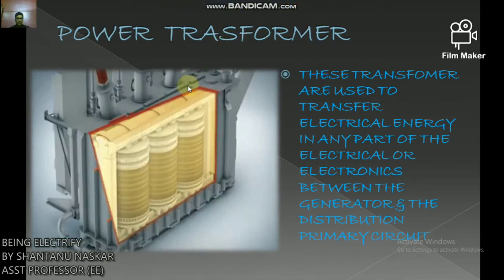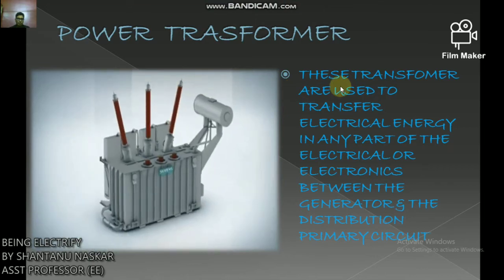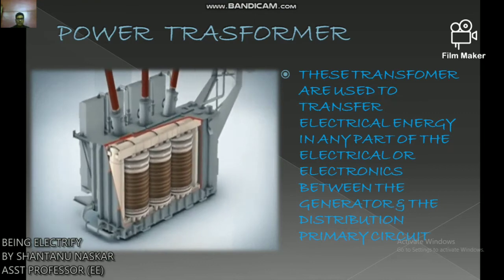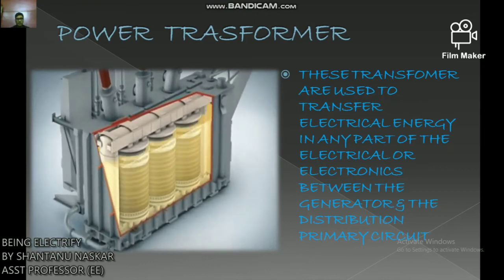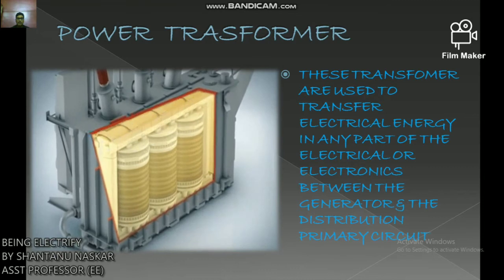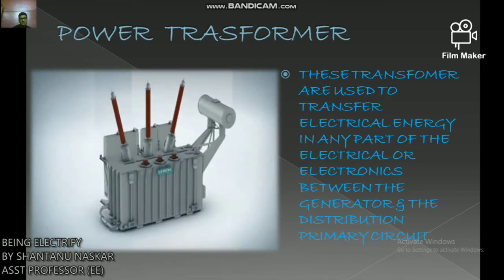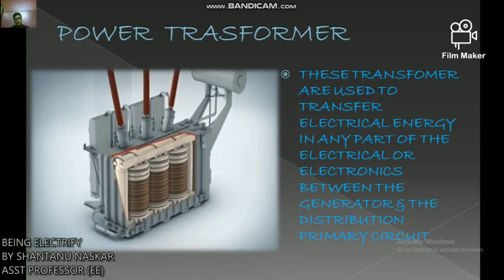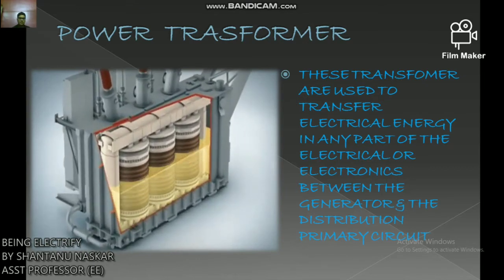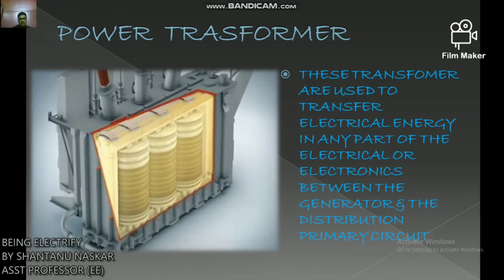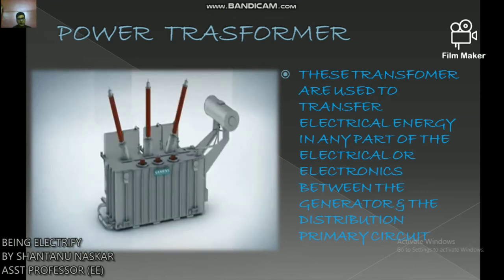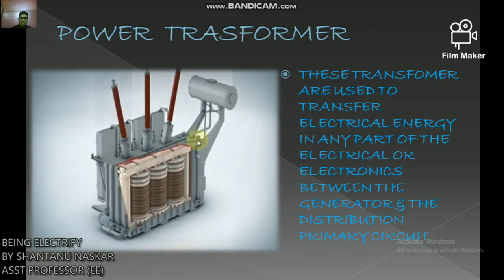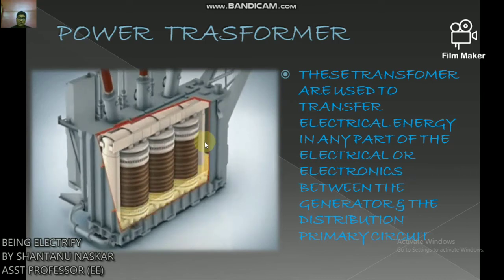Now we have to know what is power transformer. The power transformer is one kind of transformer that is used to transfer electrical energy in any part of the electrical or electronic circuit between the generator and the distribution primary circuit. This transformer is used in the distribution system to interface step up and step down voltage. The common type of power transformer is liquid immersed, and the lifespan of this transformer is around 30 years.